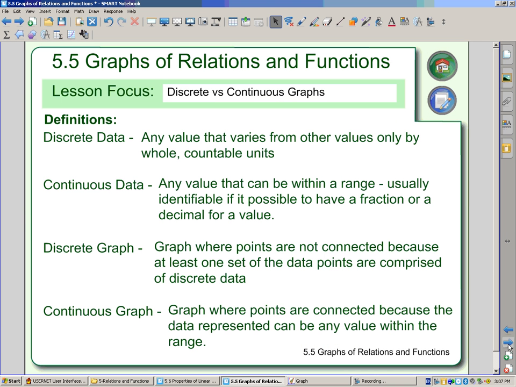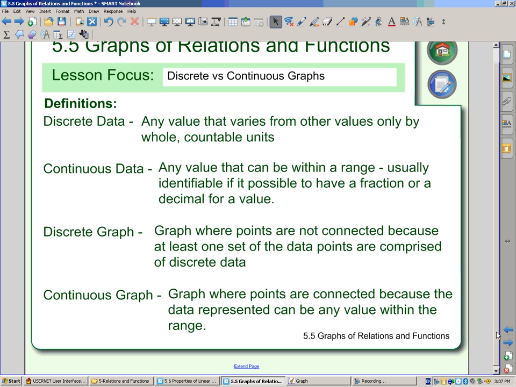Here's some information that we need to have. So take a minute, copy down the notes. We're going to talk about what they are. We want to talk about discrete data. Discrete data is any value that varies from another value by a whole or countable units.